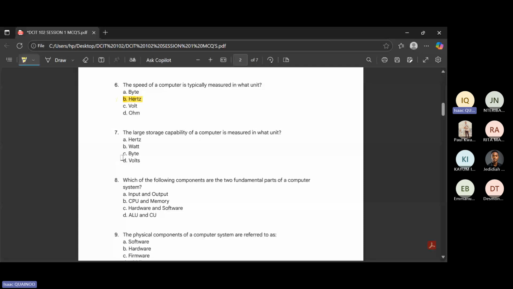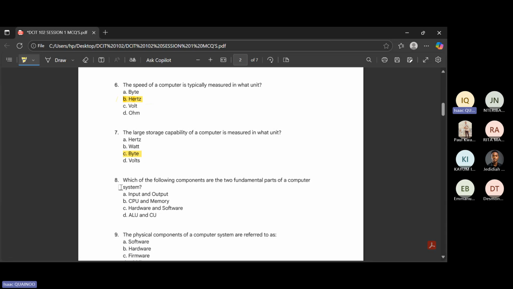The large storage capability of a computer is measured in watts units. In fact, this is very, very direct because there is not a unit for measuring storage for computers except one. So please, let's answer this quickly. Okay, Mr. Jed. C. Byte. Okay, byte. So byte is a unit for measuring computer storage.